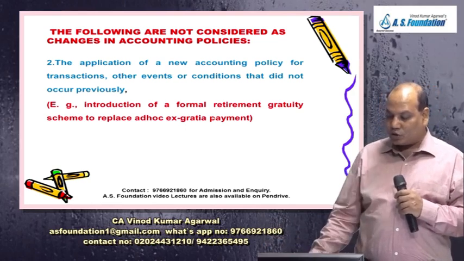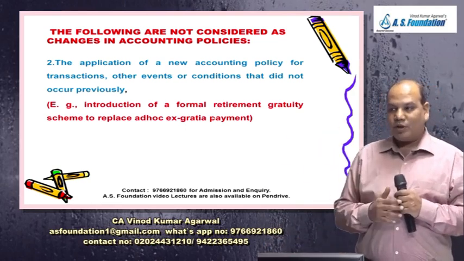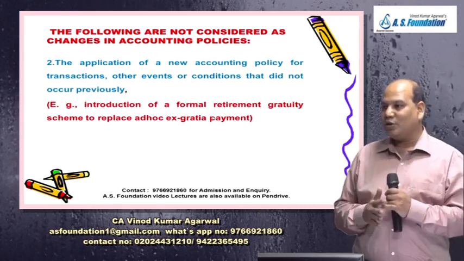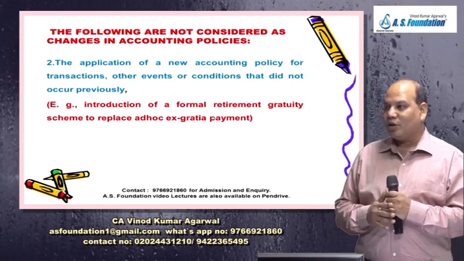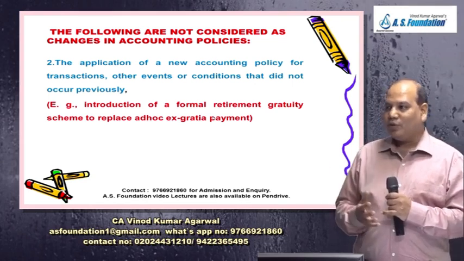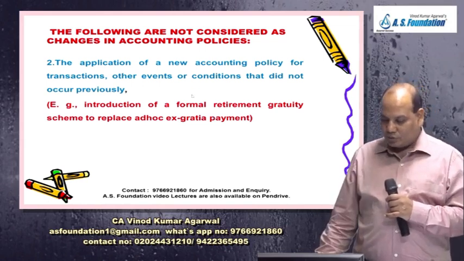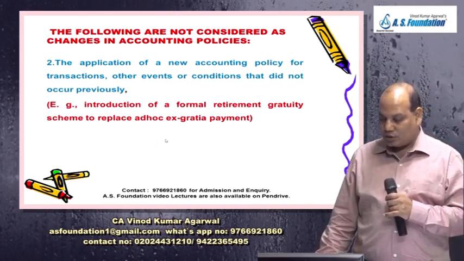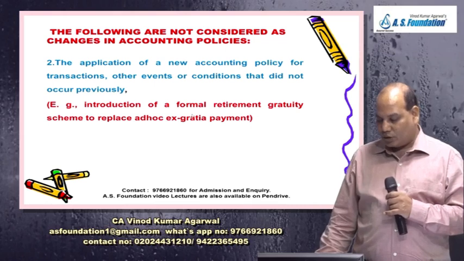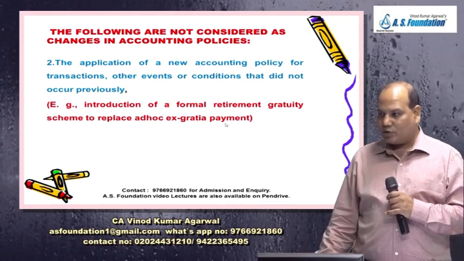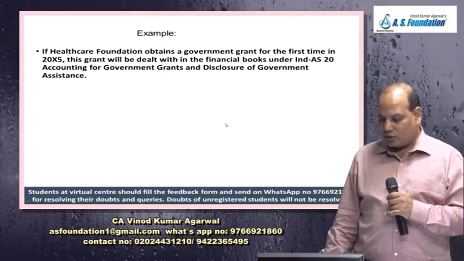But now the organization has become very big. There are 1000 employees. There is a formal retirement gratuity scheme in the company. So now they will do an actuarial valuation. They will calculate the present value of the defined benefit obligation and make a provision. Do they need to apply this policy retrospectively? No. You can say this new policy was not in existence earlier. Whatever policy was in existence earlier was immaterial.